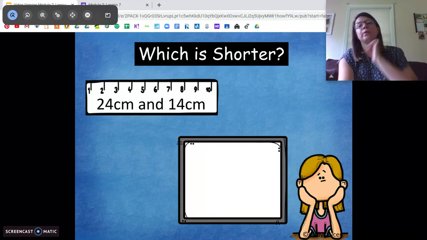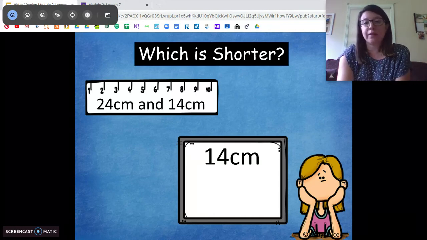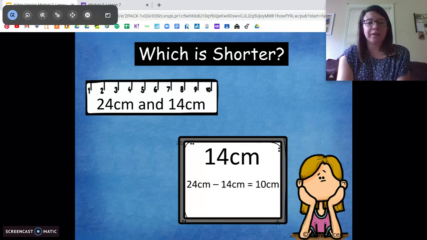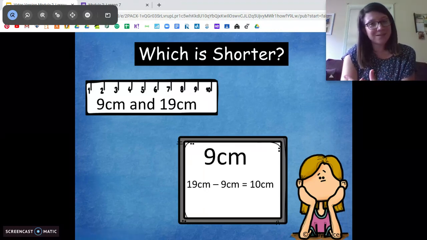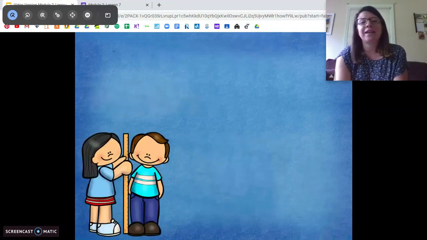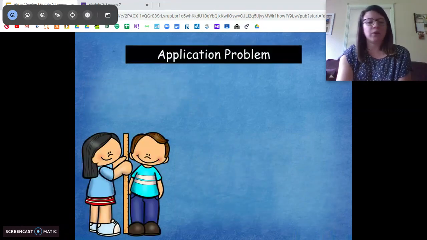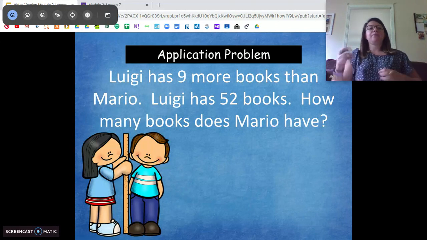Ready? Which one is shorter? 14 centimeters. Our number sentence, we start with the bigger number. 24 centimeters minus 14 centimeters equals 10 centimeters, just like this one. Our one stayed the same. All right, let's get into our application problem for today.